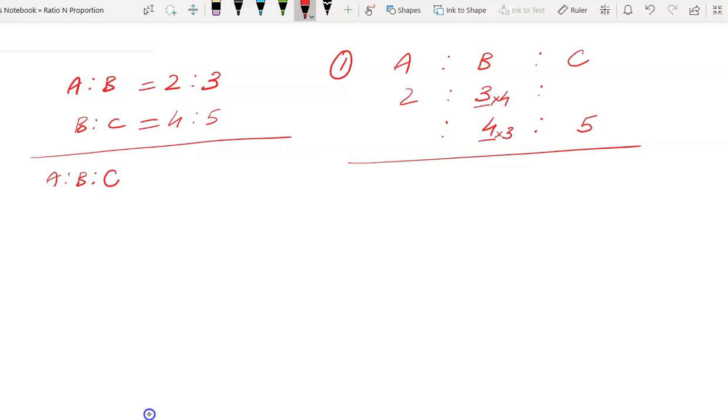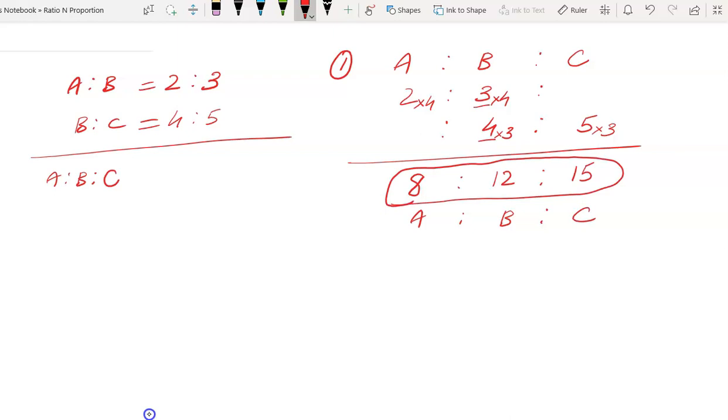Now we have multiplied this by 4, so we'll multiply this by 4. This is multiplied by 3, so we'll multiply this by 3. So 2 into 4 is how much? 8. 3 into 4 is how much? 12. 3 into 5 is 15. So the ratio of A is to B is to C is how much? 8:12:15. So we can solve this way. We can solve it with second method.